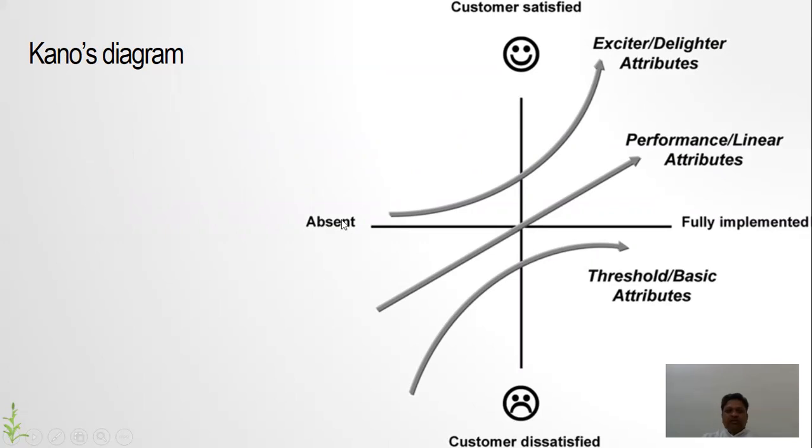So here you see at the left side it is absent, the right side it is fully implemented. And at the same time, at the top, the customer is very much satisfied, and at the bottom, the customer is dissatisfied. So satisfied with fully implemented, that is the ideal condition. And absent with the customer dissatisfied is the worst condition. So here, as per Kano's diagram, exciter or delighter attributes shall come here, and performance and linear attributes will come here. Whereas there will be some threshold, basic attributes will come at the bottom level, fully implemented, but the customer dissatisfied that way.